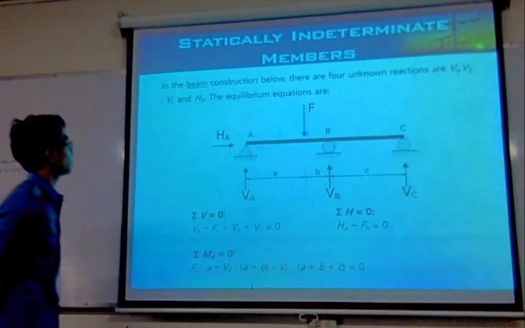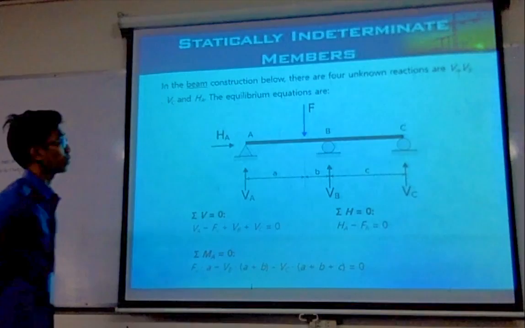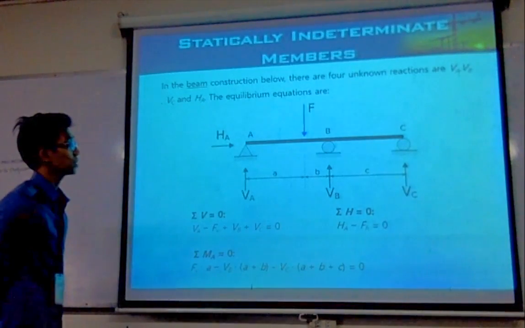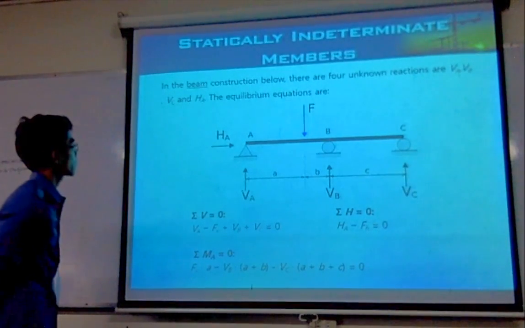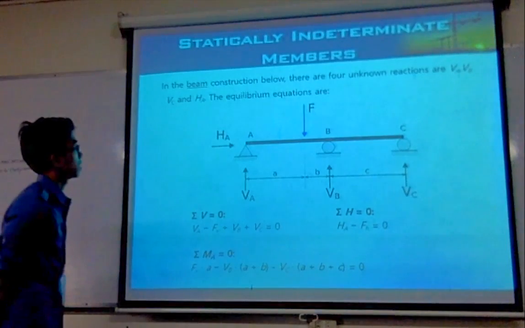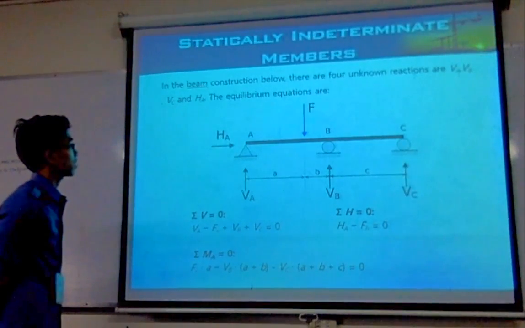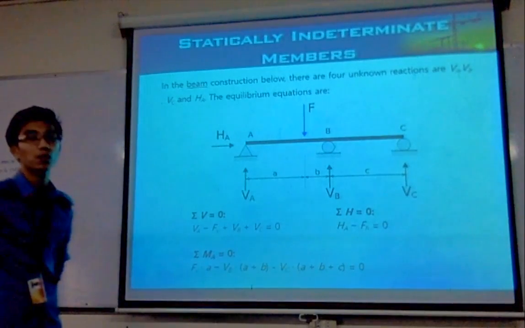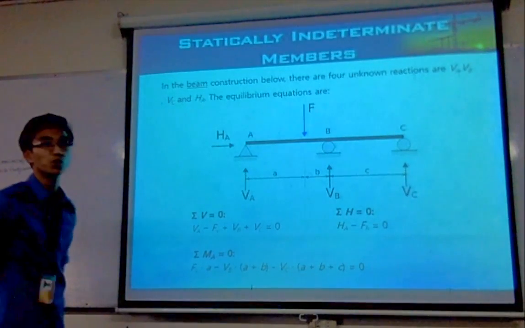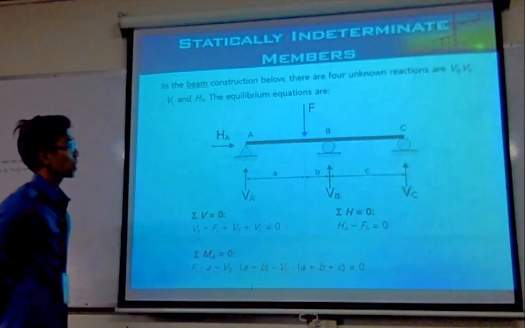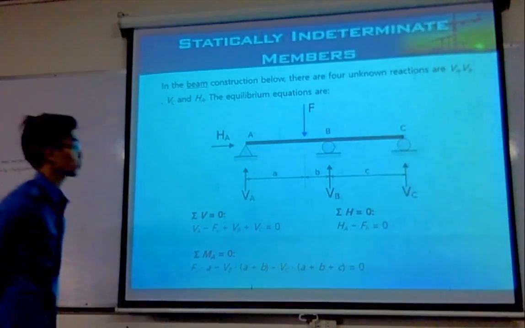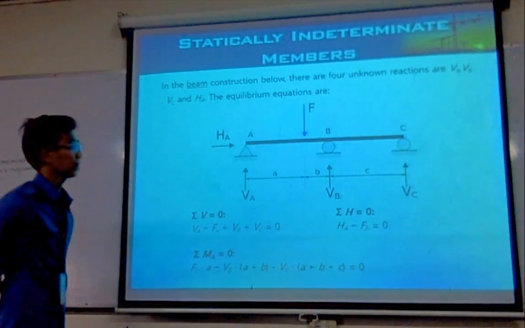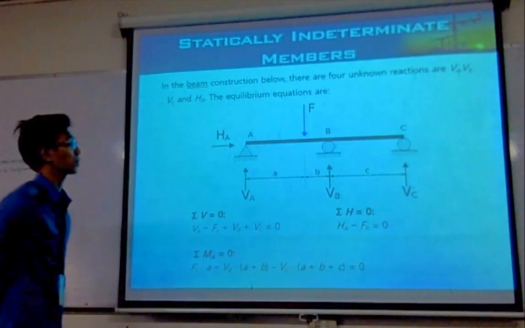In the beam construction below, there are four unknown reactions: V sub A, V sub B, V sub C, and H sub A. The equilibrium equations are, like I said before, the three available equations from Newton's laws of motion. But since we have four unknown forces, those three equations are insufficient for solving the computation.